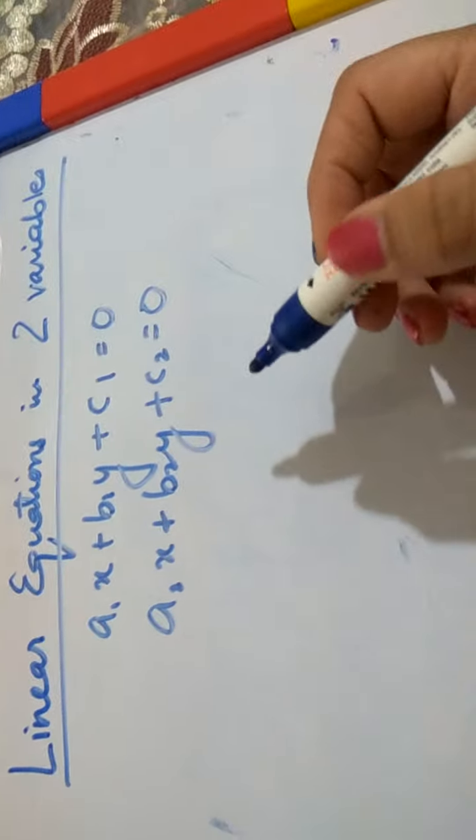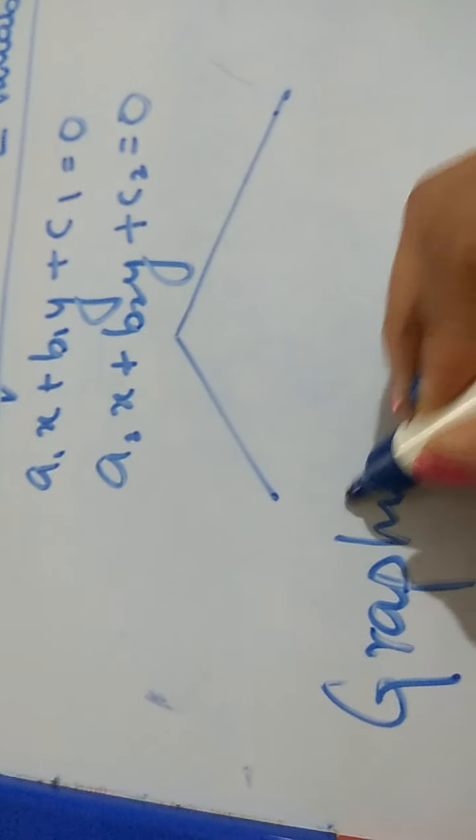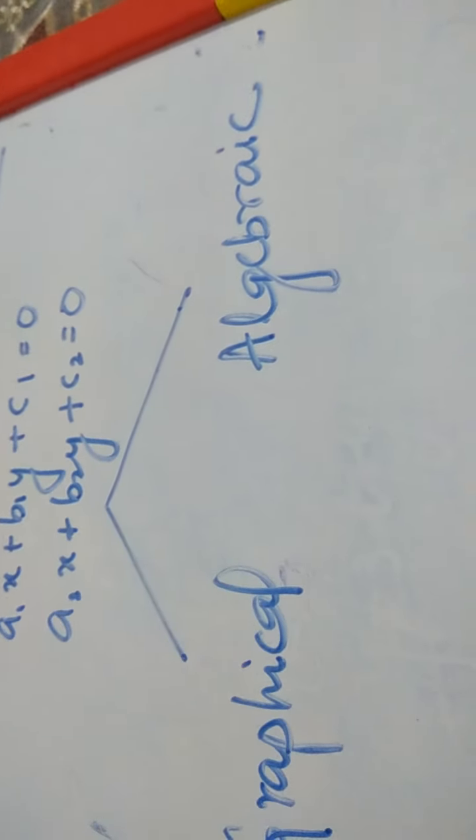Hello students. So this is just a brief introduction to all the methods that we are going to learn in the chapter linear equations in two variables. These are the system of equations that we have, and basically broadly we can distribute it in two methods. The one is the graphical method where we plot a graph, and the second is algebraic method where we solve equations and find the values.